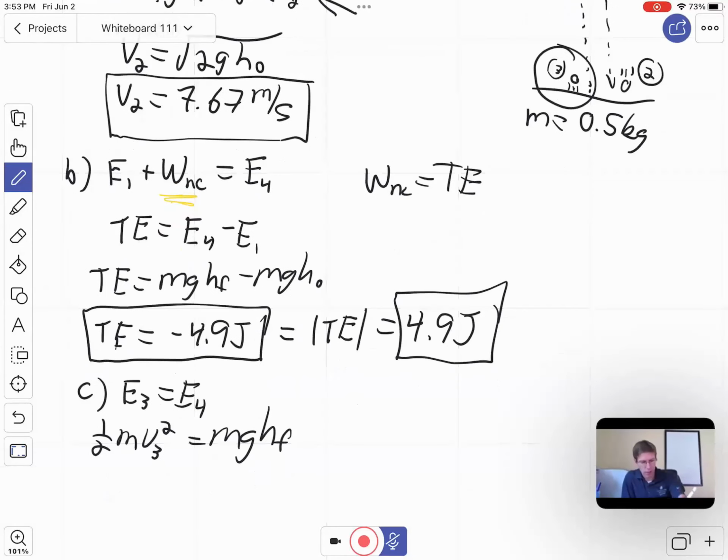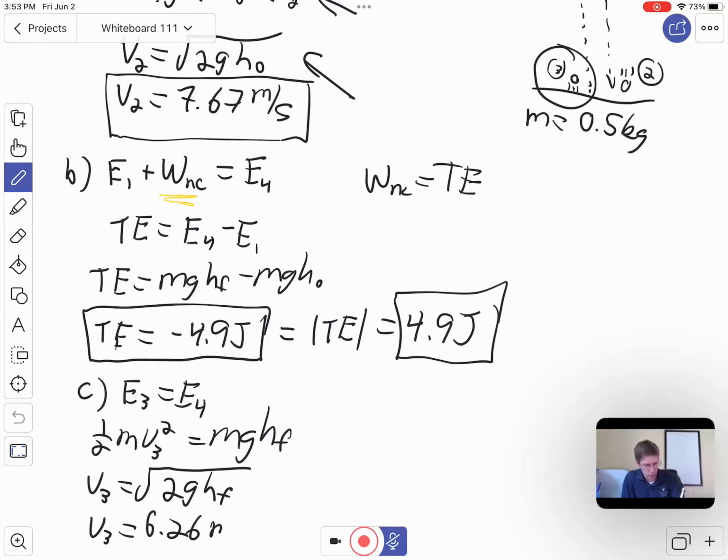And we get a very similar solution as we get here. V3 is just going to be the square root of 2gh final. And so it's the same as question 1, only now we have the 2 meters instead of the 3 meters. And so we get a slightly smaller final velocity of 6.26 meters per second for that one there. So that's questions 1 and 2.